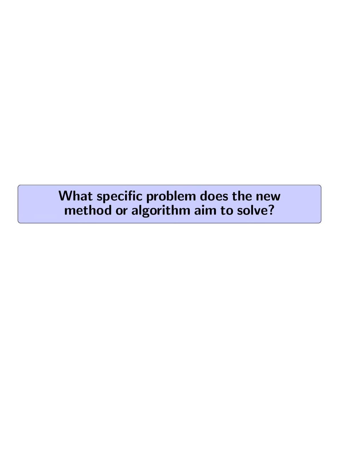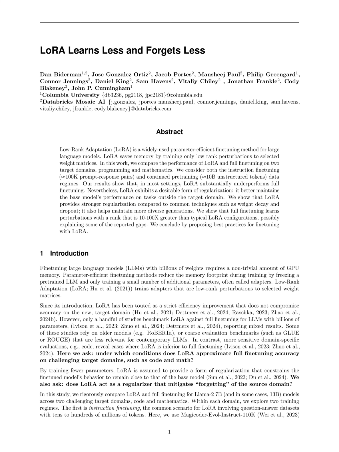What specific problem does the new method or algorithm aim to solve? The new method, low-rank adaptation, LoRA, aims to solve the problem of reducing the memory footprint and computational resources required for fine-tuning large language models, LLMs, with billions of parameters.